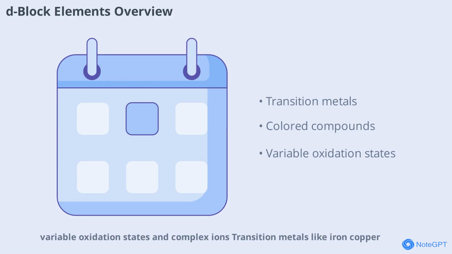Transition metals like iron, copper, and zinc are essential in biological systems and industrial processes. Their unique properties make them a key focus in inorganic chemistry, especially when studying coordination compounds and catalysis.